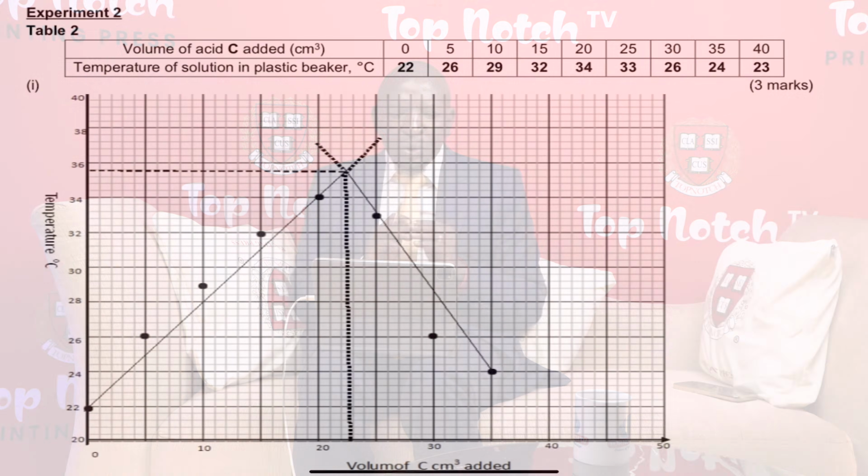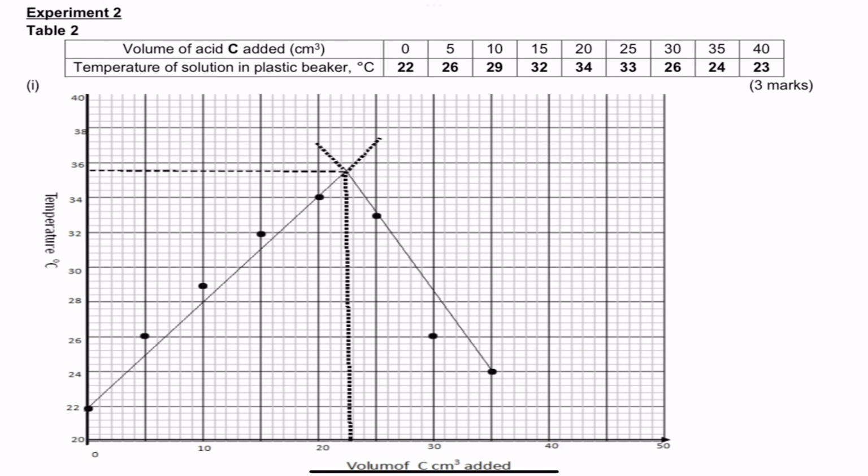Let's now start looking at a real example. Let's look at this experiment. Here we have the volume of C added and the temperature of the solution. So we have this kind of table here, as you can see. We have the volume and the temperature, and we are adding a volume, possibly of an acid to a base. So you have the volume of C added, and then we measure the temperature.